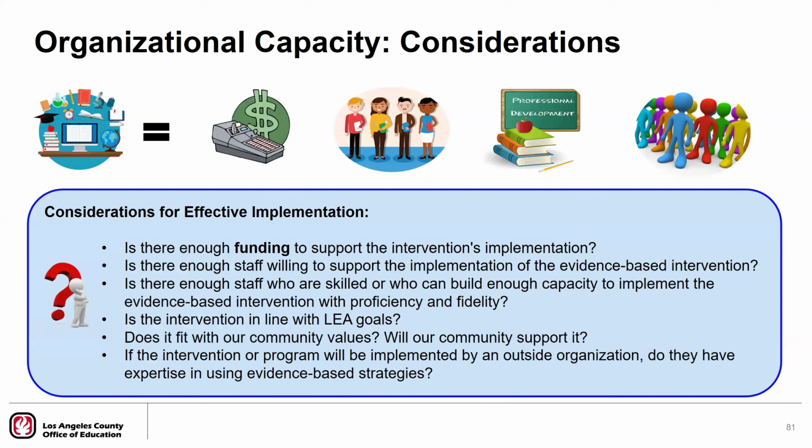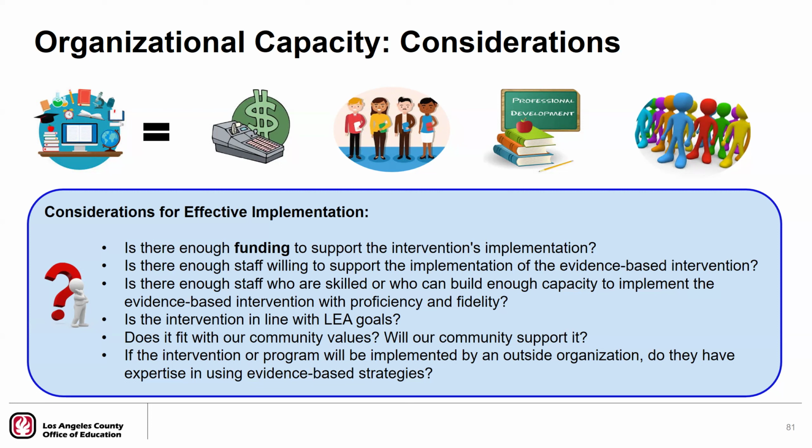The third key consideration when selecting an evidence-based intervention is organizational capacity. In order to ensure that an evidence-based intervention will be implemented effectively, schools should consider whether they have the resources needed. And these resources include enough funding, available staff, skilled staff and support for sustaining the intervention, as well as any implementation partners, such as an outside organization. And here are some questions to ponder before adding an intervention or an action into your SIPSA.